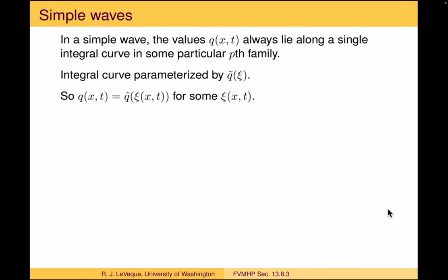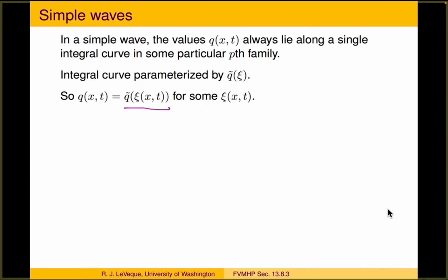So again, in a simple wave, we have that the solution q(x,t) is always lying along a single integral curve. So that means that we can write q(x,t) as q tilde of xi, where xi is varying along, and q tilde of xi is defining a single integral curve. But the parameter value xi now has to be a function of x and t. And as I just pointed out, we could specify arbitrary initial data that lies along this curve, and as long as it's smooth, it would stay on this curve.